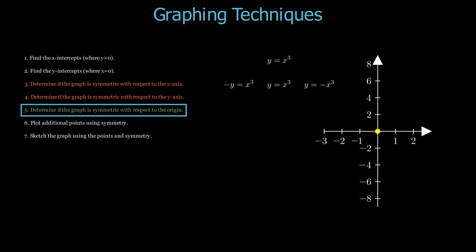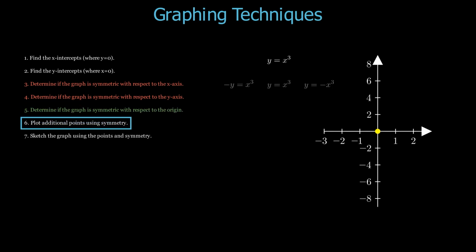Next, we will randomly solve for some positive x values for the equation and use symmetry to plot additional points on the graph. Let's take the value of x as 1 and solve for y in the equation. Then we plot the point 1, 1 on the graph. Similarly, we can take the value of x as 2, solve for y in the equation and plot the point 2, 8 on the graph.